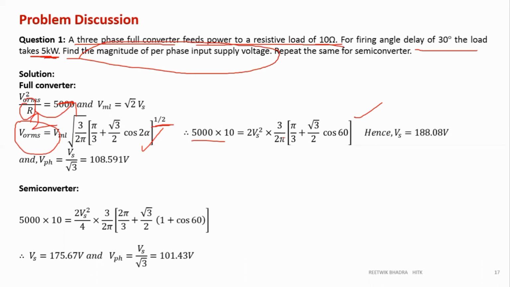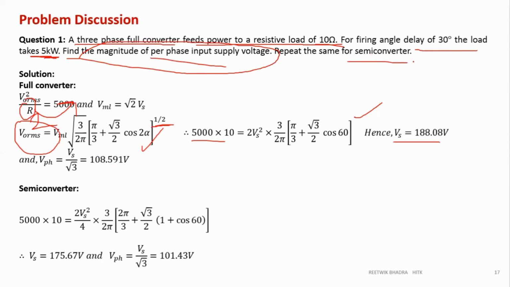VML is root 2 Vs, and now it has become square. So 2 Vs square into 3 by 2 pi, square root removed. So pi by 3 root 3 by 2 cos of 30 into 2, that is cos 60. Remember, your alpha is associated with cos, so you should use this firing delay in degree. That's why we have used 60 degree. Calculate the value and you will get your Vs. We need to calculate the per phase value. Connections are always in star, so Vs by root 3, which is 108.591.